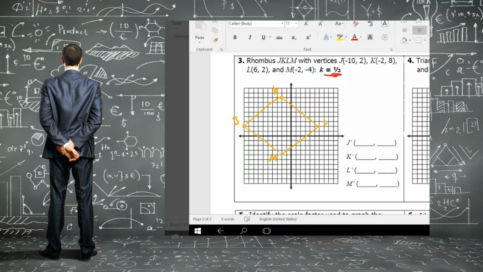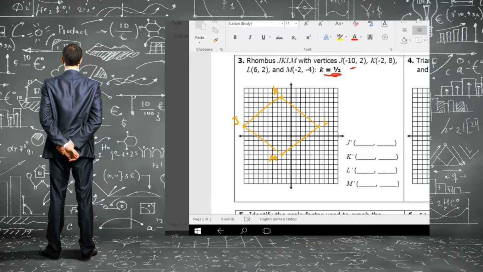Wait a second. That's less than 1. So we know this is going to be a reduction. It's going to get smaller. And it's the exact same thing. All you have to do is multiply all the numbers by that scale factor. But wait, if I'm multiplying by 1/2, what am I really doing? I'm really dividing by 2. So in this case, saying multiply by 1/2 might be a little weird to think about. So we're just going to divide everything by 2.